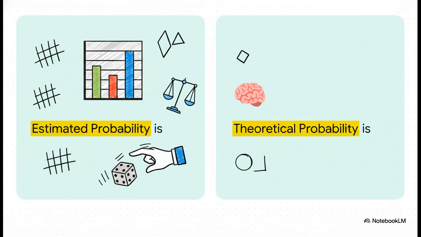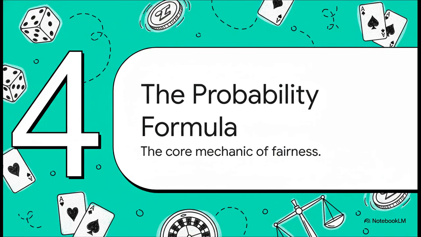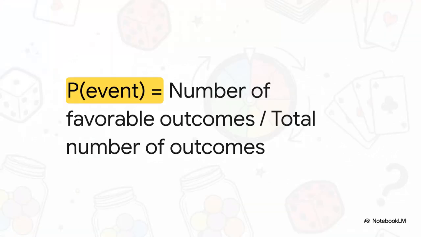This is all about the model. You don't need to roll the die at all because you calculate what should happen in a perfectly fair world. So which one do we need? Well, since our goal is to build a fair game from the very beginning, we can't rely on messy, real-world data. We need the clean, precise answer. We need theoretical probability. And here's the best part. The formula for this is incredibly simple. It's like the engine that makes fairness work in any game of chance. And we're about to pop the hood and see it for ourselves. And there it is. The probability of something happening is just the number of ways it can happen divided by the total number of things that could happen. That's it. It's so simple, but it is unbelievably powerful.